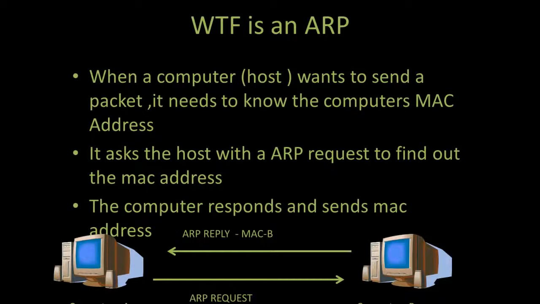So as you can see, computer A wants to send a packet to computer B, so it sends an ARP request to computer B. Then computer B replies with an ARP reply, and that contains the MAC address of computer B. It may be a little bit confusing at the moment, but I'll give you some extra resources later on so you can go and do it more in depth.